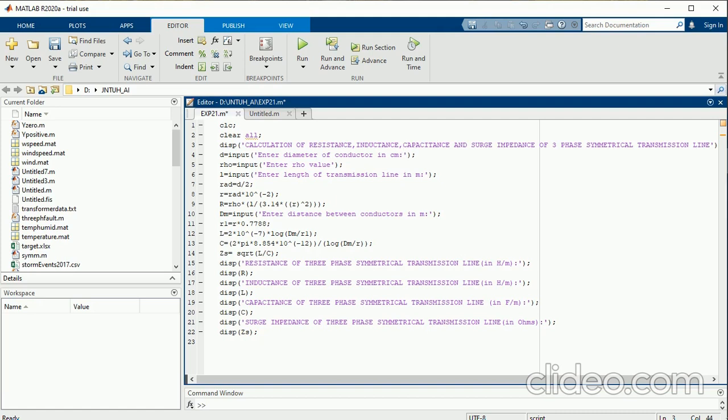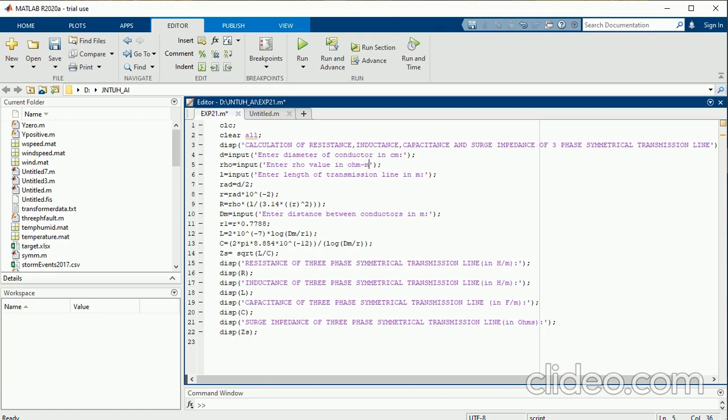Next, I'm taking the inputs from the user. Here I'm taking the diameter of the conductor in centimeters and the rho value, because only the resistance value depends upon the type of the material. So the rho value from the user. And next, the length of the transmission line, which I'm considering in meters. You can mention the units of the rho value here, maybe ohm meter, or whatever the units are.